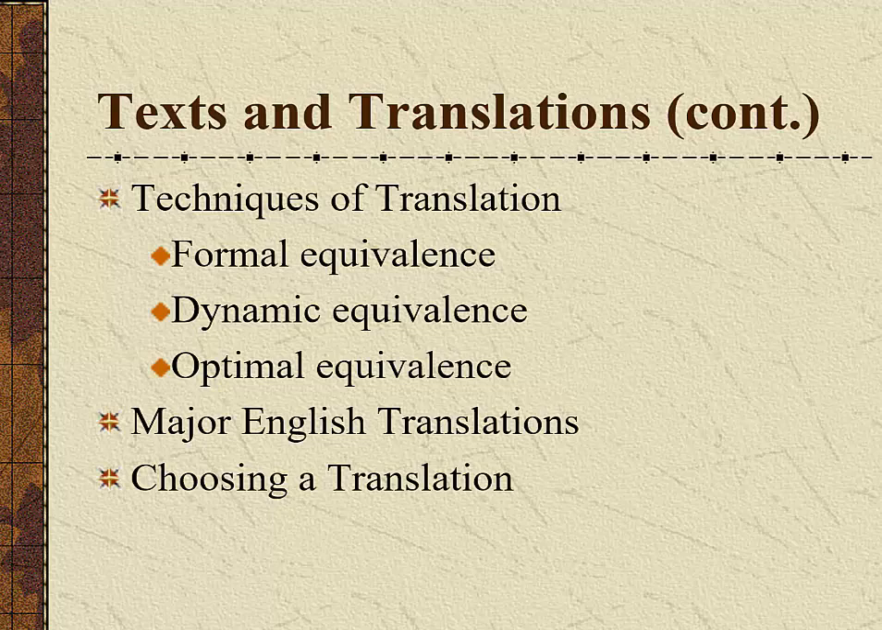Optimal equivalence aims for a median road between formal and dynamic. New International Version is a good example of this. I'd be inclined to put the English Standard Version at this point too, although it has done a good job staying fairly close to the original, although not nearly as wooden as the New American Standard Bible.